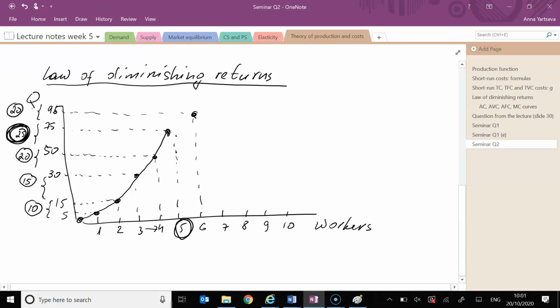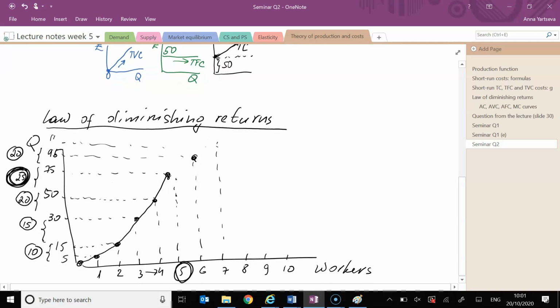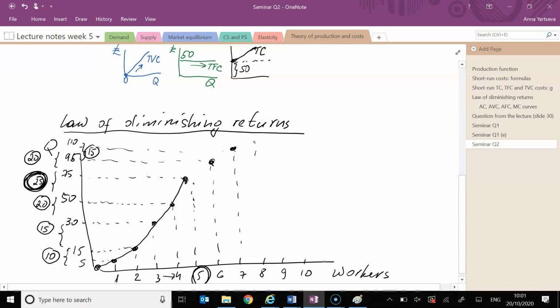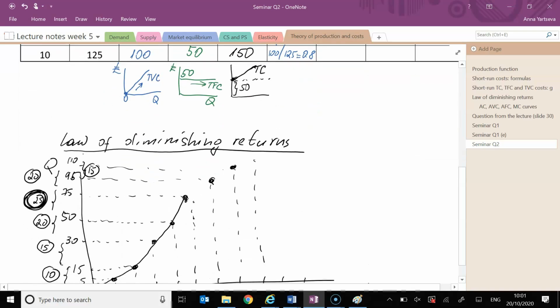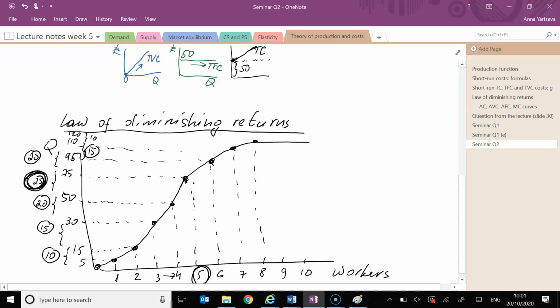So worker number 6 produced 20 units only. Worker number 7 increases production to 110. In other words, we see an increase by 15 units only. Not 25, not 20, 15 only. Worker number 8 produces 120, so an increase by 10, and so on. And eventually, when we add the last, the 10th worker, it doesn't increase production at all. And if we draw the graph, it will look something like that. There will be an inflection point, beyond which each additional worker will generate less and less additional output. So this is an idea of the law of diminishing returns.